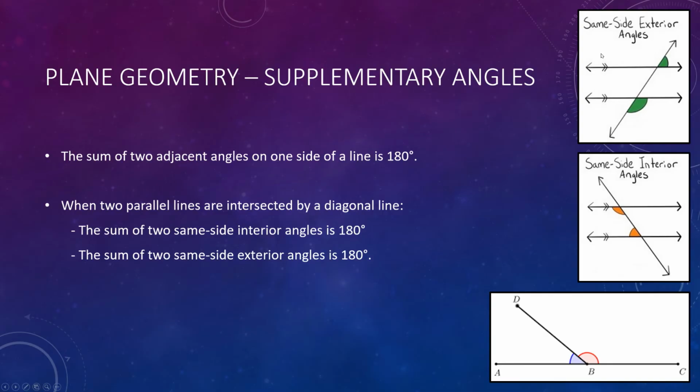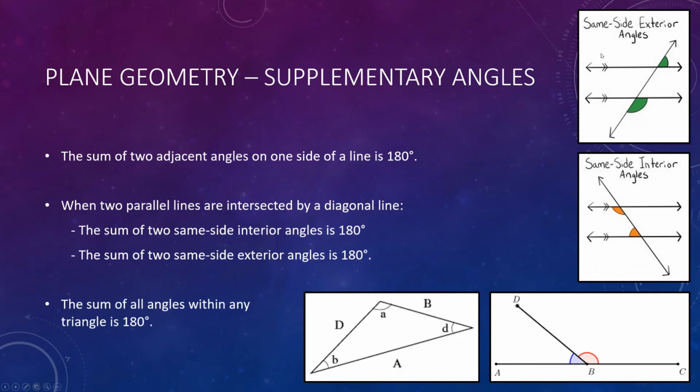Our last situation is when you look at a triangle. Every triangle, no matter how it's shaped, no matter how it's oriented, regardless of any situation, as long as it's a triangle, the three angles on the inside will always add up to 180 degrees. In this case, the angles lowercase a, b, and d will add up to 180.